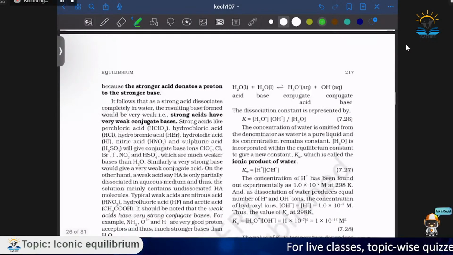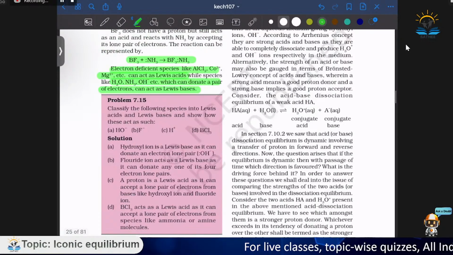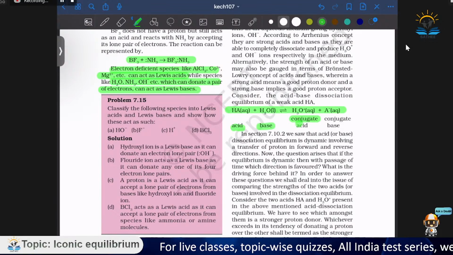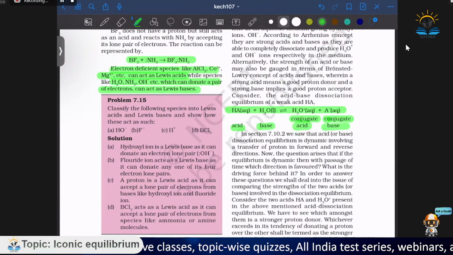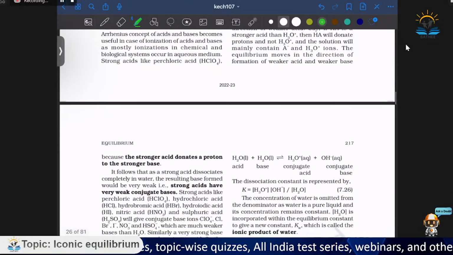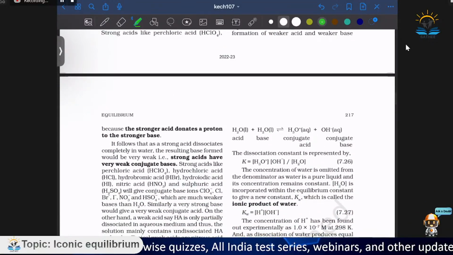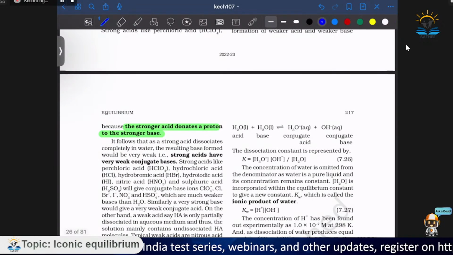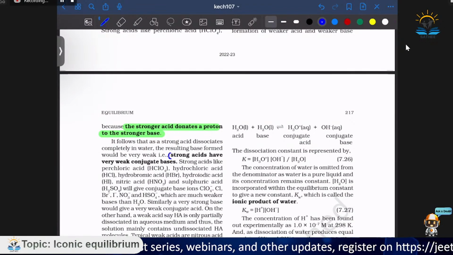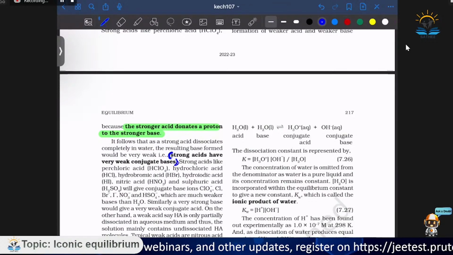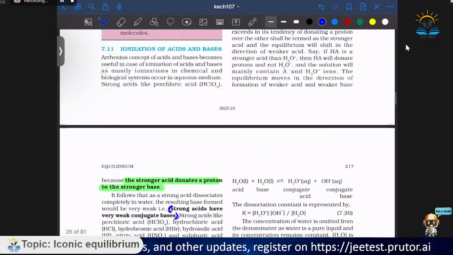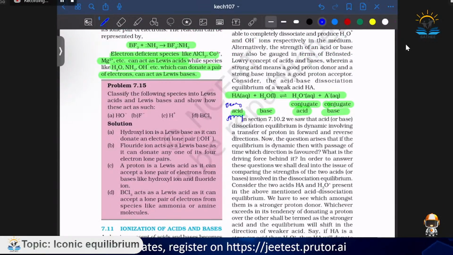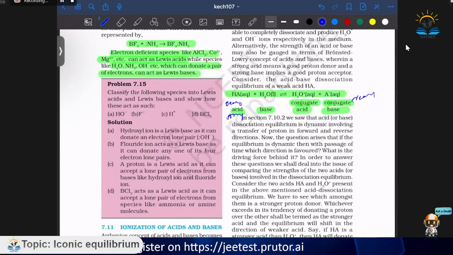Ionization of acids and bases, simple. This is how the reaction basically works. An acid is there, a base is there. You will get a conjugate acid and a conjugate base. Done. We move on to this concept: the stronger acid donates a proton to the stronger base. The most important concept you can take from this paragraph is this: stronger acids have very weak conjugate bases. So if this acid is really strong, then this conjugate base is really weak.